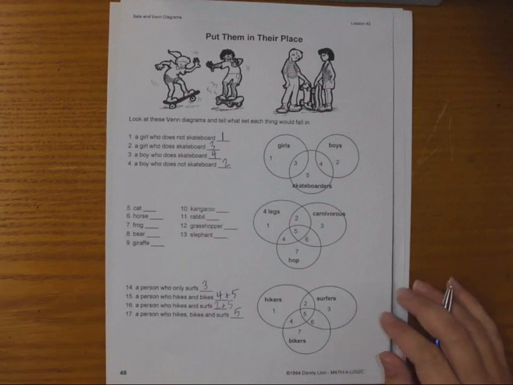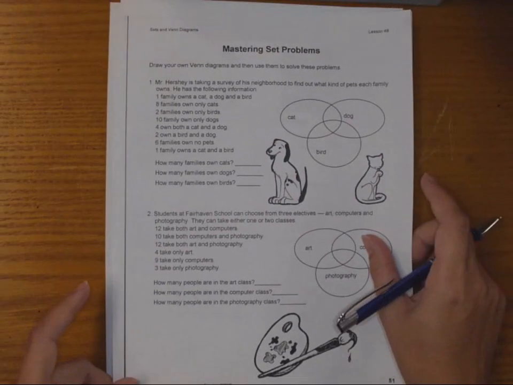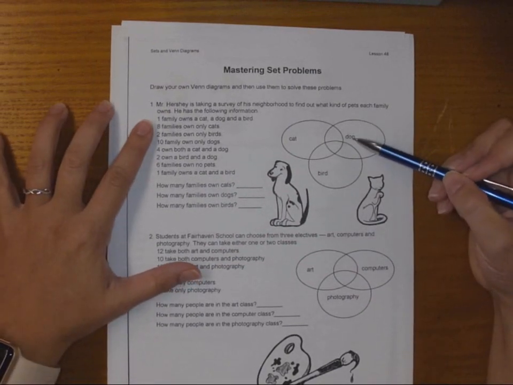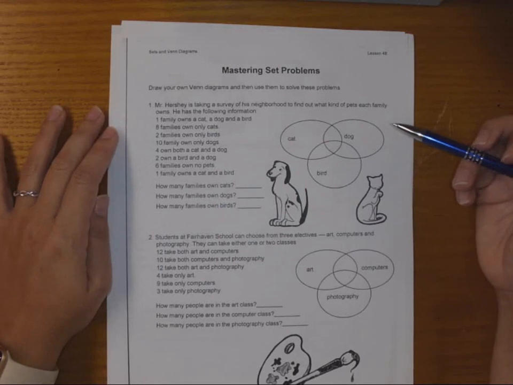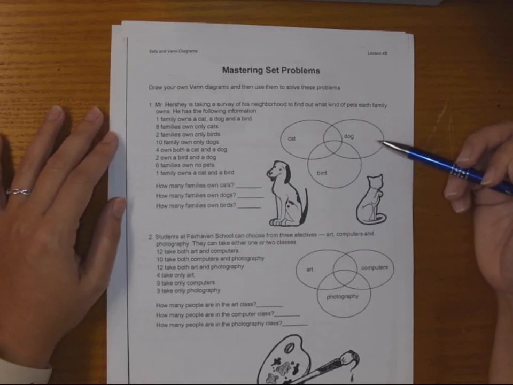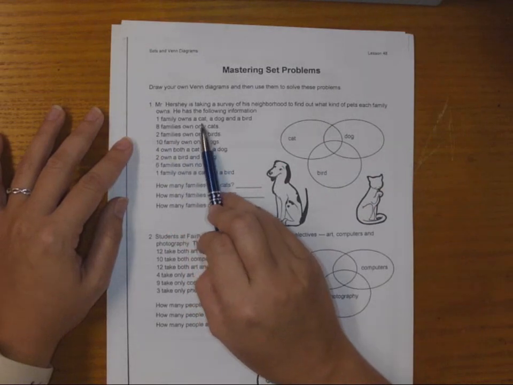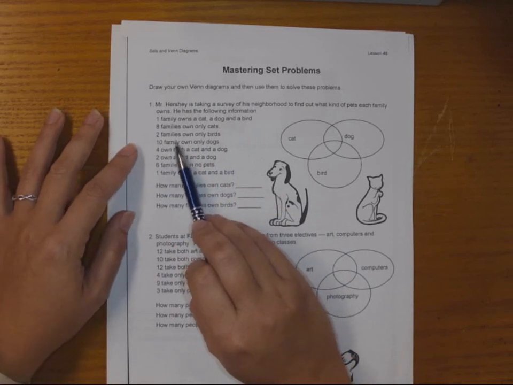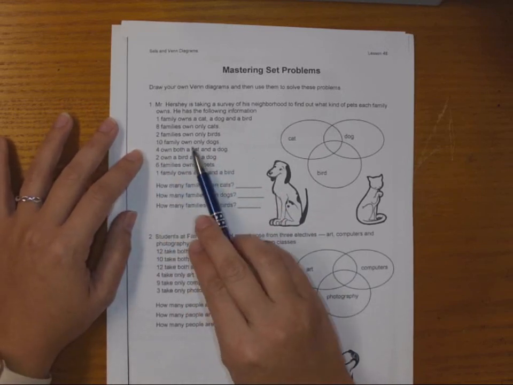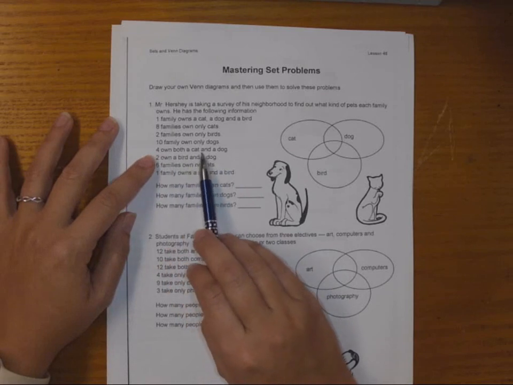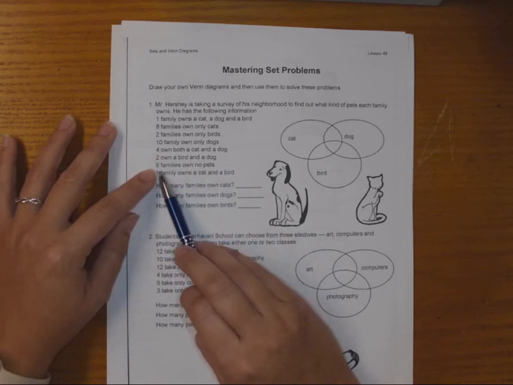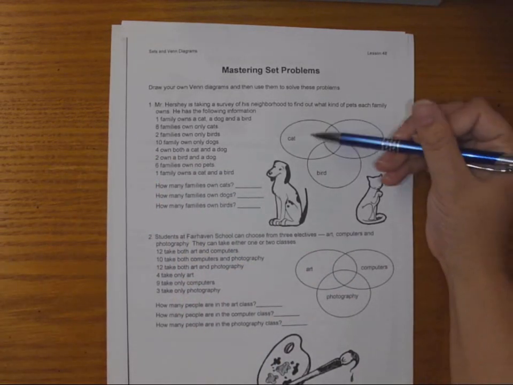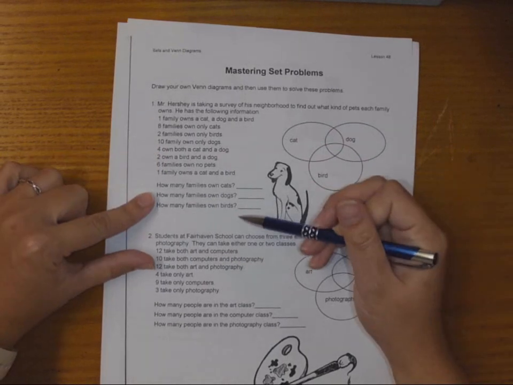So moving on to the mastering sets problems. Looking at number 1, Mr. Hershey is taking a survey of his neighborhood to find out what kind of pets each family owns. He has the following information. 1 family owns a cat, a dog, and a bird. 8 families own only cats. 2 families own only birds. 10 families own only dogs. 4 own both a cat and a dog. 2 own a bird and a dog. 6 own no pets. 1 family owns a cat and a bird. So let's put all these numbers in this category and then we can answer these questions.